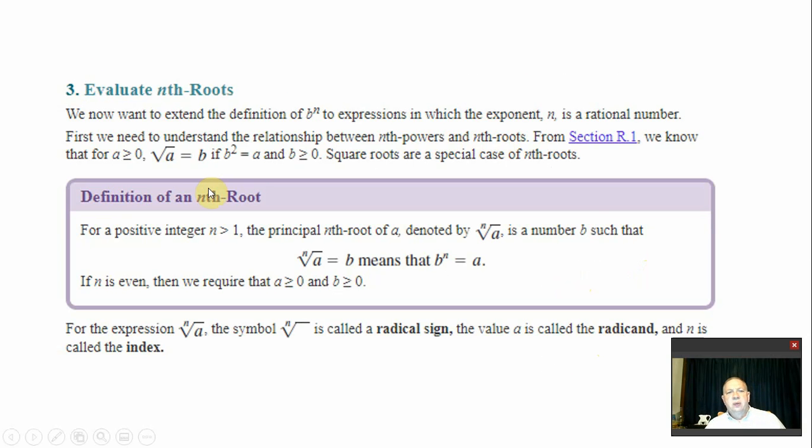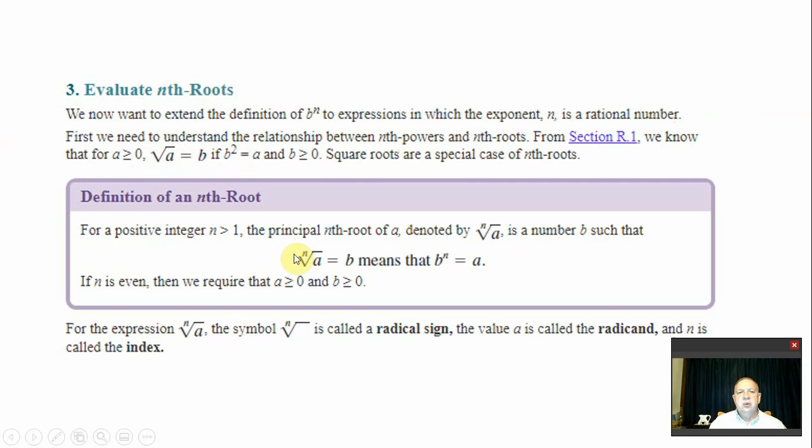So we're going to be running into roots throughout the course. So we want to look at how we evaluate the nth roots. We want to extend the definition of b to the n to expressions in which the exponent n is a rational number. Okay, so first we need to understand the relationship between nth powers and nth roots. We know that for a greater than 0, the square root of a is b if b squared is equal to a.